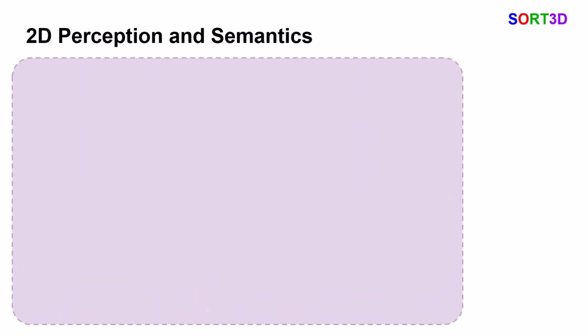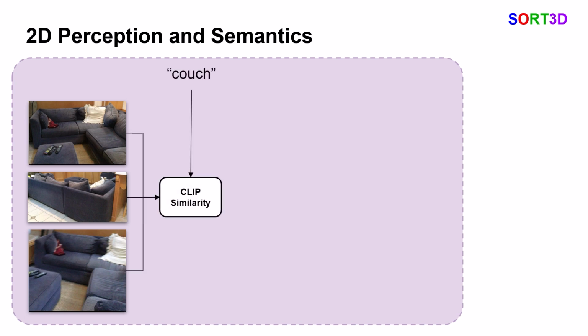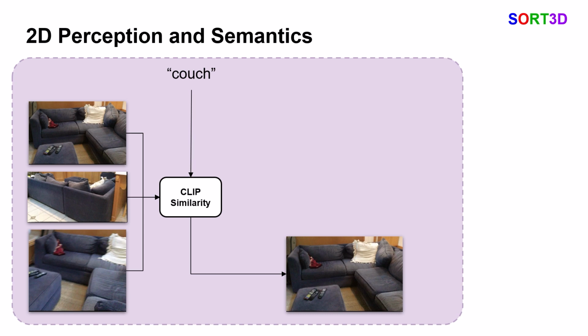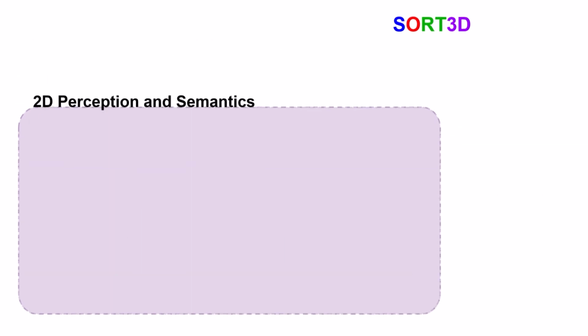Zooming into our 2D semantic perception pipeline, for each image crop obtained of an object, we select the image crop with the highest CLIP similarity to the object name. The crop is then sent to an instruction-tuned VLM with a captioning prompt providing attributes like color, material, shape, and affordances to use in reasoning.